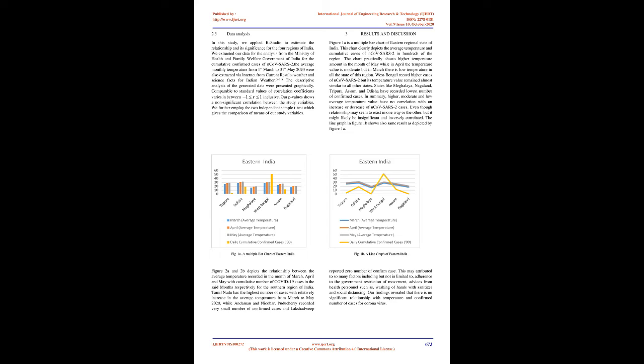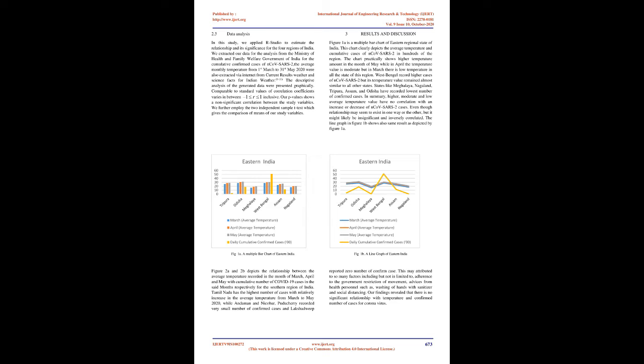2.3 Data analysis. In this study, we applied our method to estimate the relationship and its significance for the 4 regions of India. We extracted our data for the analysis from the Ministry of Health and Family Welfare, Government of India, for the cumulative confirmed cases of nCoV-SARS-2. The average monthly temperature from March 1st to May 31st, 2020 was also extracted via the internet from Current Results Weather and Science Facts for Indian weather. The descriptive analysis of the generated data was presented graphically.